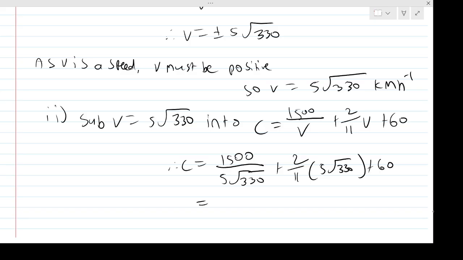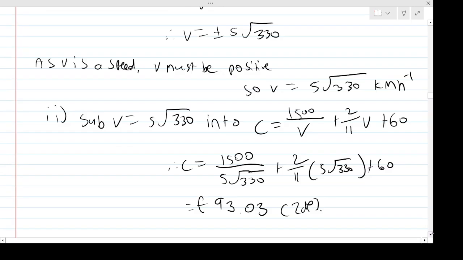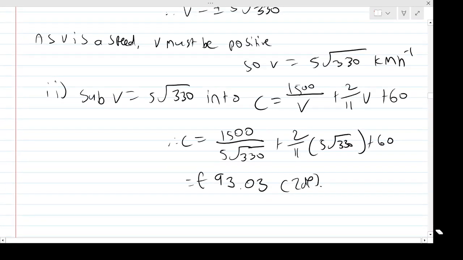probably best to give that as a decimal: 93.03 to 2 decimal places, and that being pounds. Yes, because cost, you always pay attention to units in these sort of questions. It's in pounds, and I'll even mark it pounds, v in kilometers per hour, which is km h minus 1. Always underline your units with these sort of questions, as they might be worth a mark. Okay, so that's my minimum cost then.